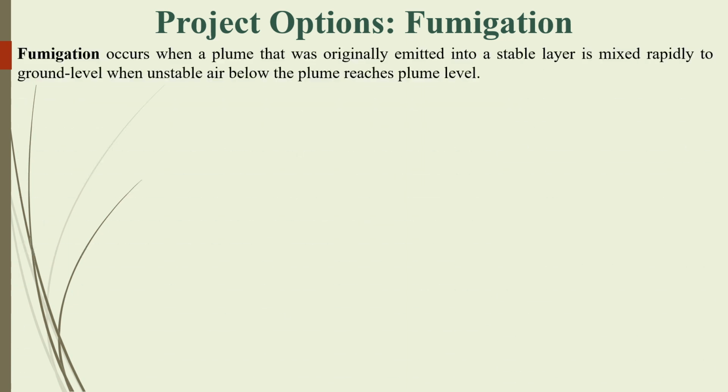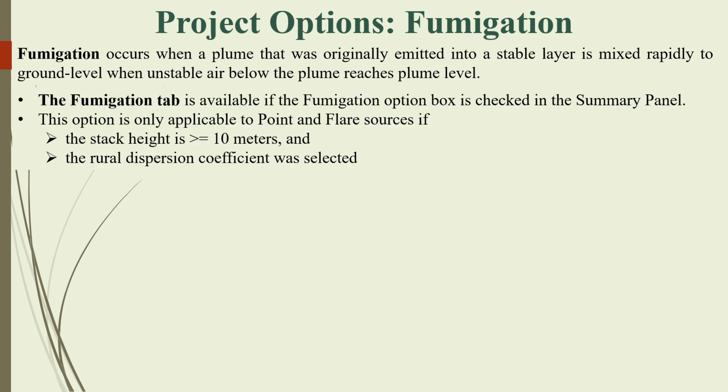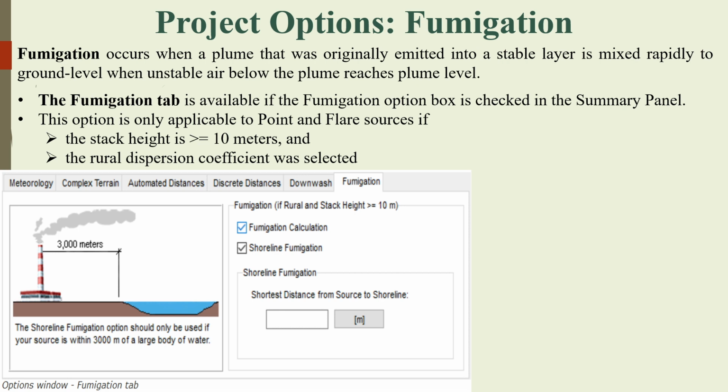And the next is fumigation. It occurs when a plume that is originally emitted into a stable layer is mixed rapidly to ground level when unstable air below the plume reaches plume level. The fumigation tab is available if the fumigation option is checked in the summary panel, and this option is only applicable for point and flare sources if the stack height is greater than or equal to 100 meters and the rural dispersion coefficient is selected.